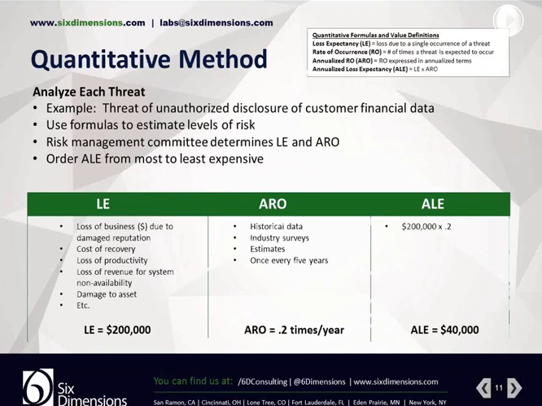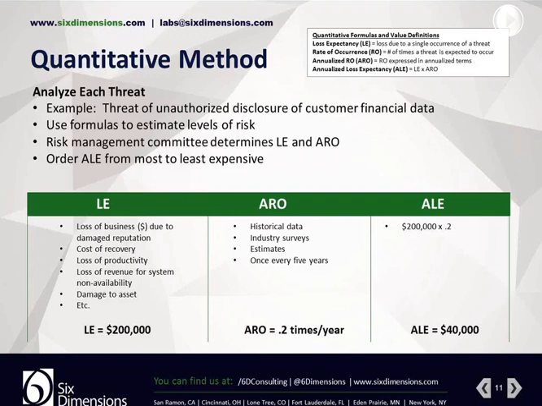Let's take a look at an example for quantitative methods. Here in this example, we talk about a threat of unauthorized disclosure of customer financial data. I also need to call your attention to some of these definitions and formulas at the upper right hand of the slide. We talk about loss expectancy, which is loss due to a single occurrence of a threat. Rate of occurrence is the number of times the threat is expected to occur. We annualize that rate of occurrence to get that in an annualized term. And then we use our formula, loss expectancy times annual rate of occurrence equals the annualized loss expectancy.